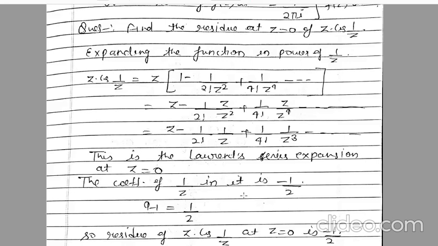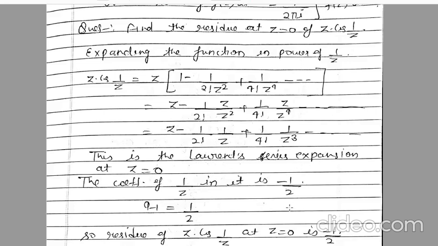So z is outside here, so just multiply inside. Then z minus 1 upon 2 factorial z upon z square plus 1 upon 4 factorial z upon z to the power 4 minus and so on. So z minus 1 upon 2 factorial 1 by z plus 1 upon 4 factorial 1 by z cube and so on. So just look here, what is the residue of this function? This is a Laurent series.